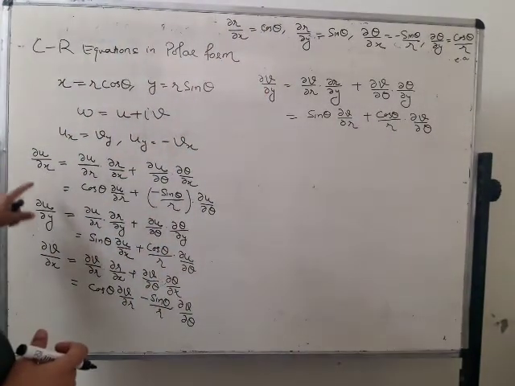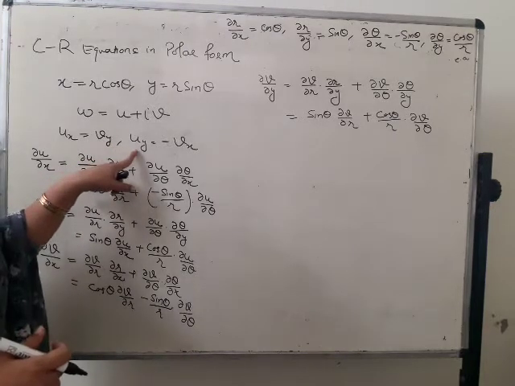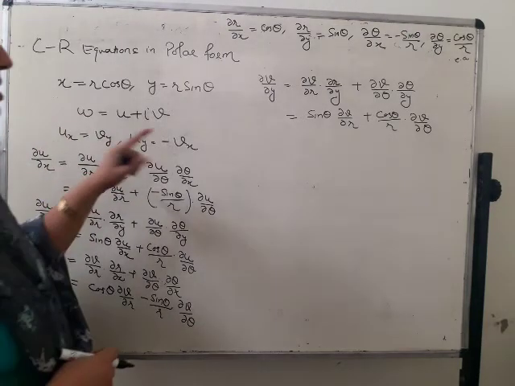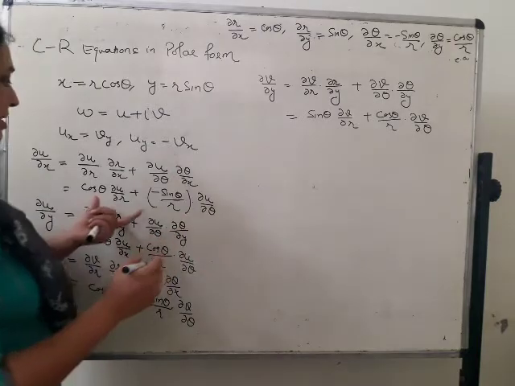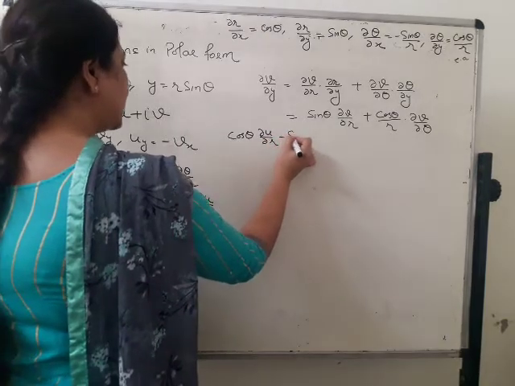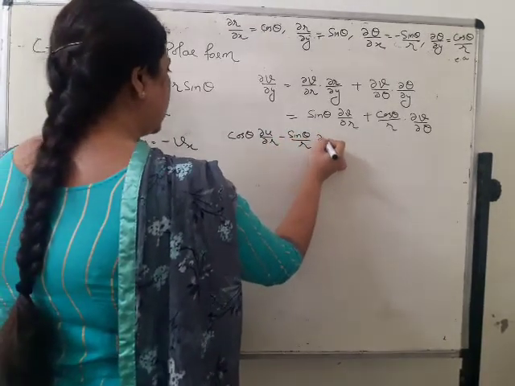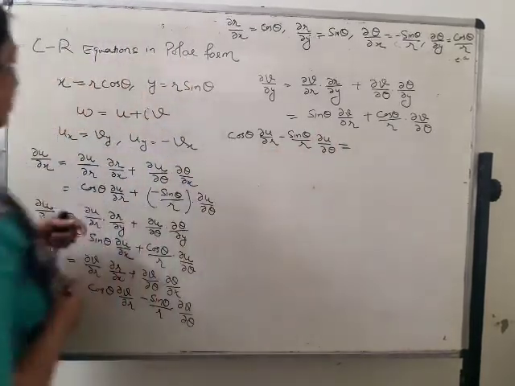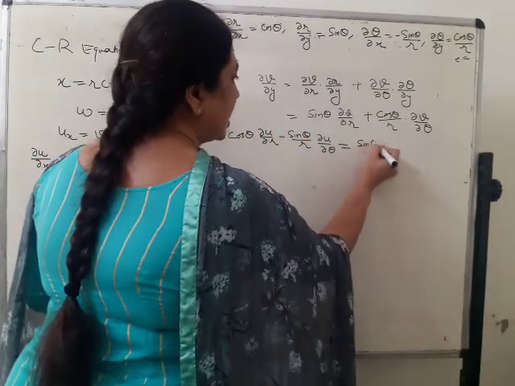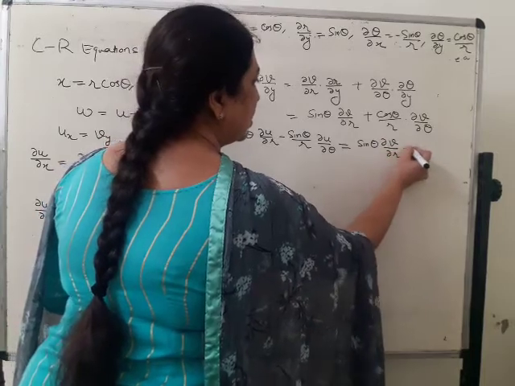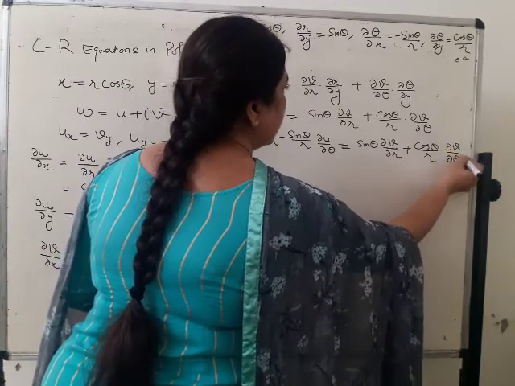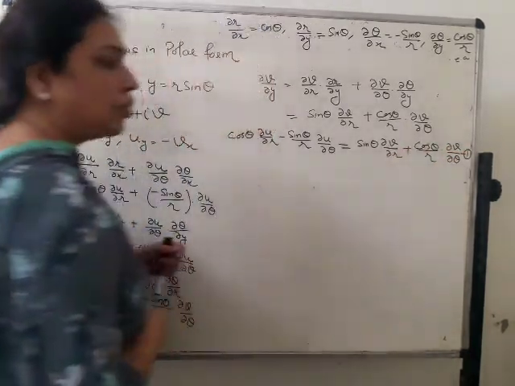Now substitute these derivatives in CR equations of Cartesian form, that is ux is equal to vy, uy is equal to minus vx. ux means this equation, cos theta curly u by curly r minus sin theta upon r curly u by curly theta is equal to vy. vy means derivative of v with respect to y, that is sin theta derivative of v with respect to r plus cos theta divided by r, derivative of v with respect to theta. Suppose this is equation number 1.